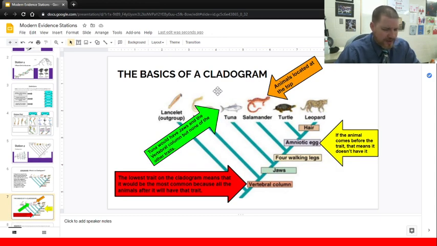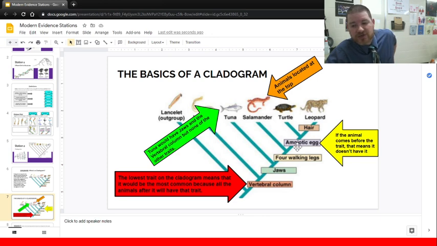So how you use a cladogram, I have this whole explanation sheet going on there. The lower the trait is, the more common because more animals have it. The traits are on the bottom line here. You can see my little plus icon going up and down. These are the traits. The animals go from side to side. If the animal comes before the trait, they do not have it. If the animal comes after the trait, they do have it.